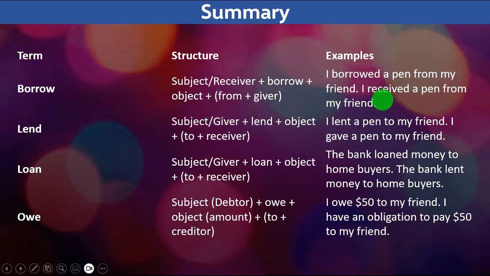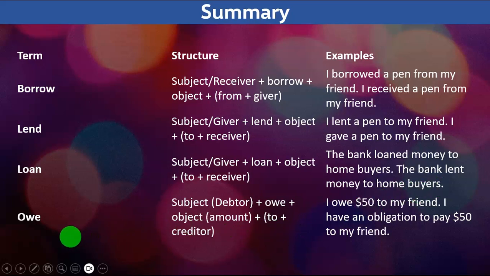I borrowed a pen from my friend. Lend: subject, giver in this case, plus lend, plus object, plus to, plus receiver. I lent a pen to my friend, or I gave a pen to my friend. If it can be replaced with the word gave, it is lent. Loan: subject plus giver, plus loan, plus object, plus to, plus receiver. The bank loaned money to home buyers. The bank lent money to home buyers, right?